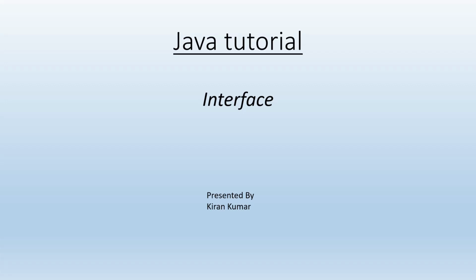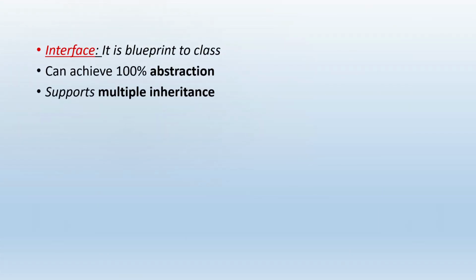In this video, we mainly discuss interface in Java. Let's see what an interface is. It is a blueprint for the class. With the interface, we can achieve 100% abstraction. Interface supports multiple inheritance. In the earlier video, we saw different types of inheritance: single, multi-level, hierarchical, whereas multiple inheritance can be achieved with the help of interface.